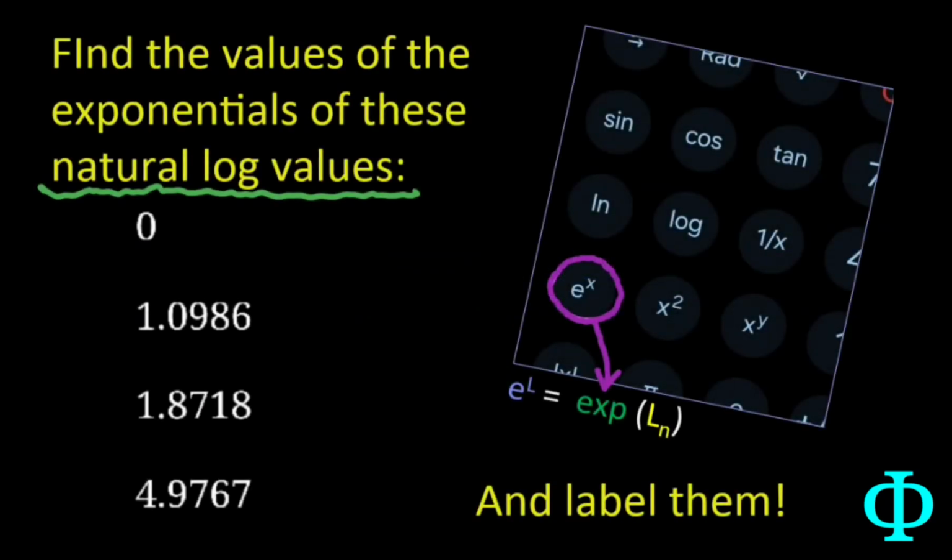So, now do the reverse of what you did just previously, and find the value of the exponential for the following numbers, which are natural logarithm values, by raising e to L, the value of the natural logarithm. On your calculator, press the e to the x button, then the natural log value, then the equals button. If your calculator doesn't have that button, press e, then press the x to the y button, then enter the L value, then press enter.